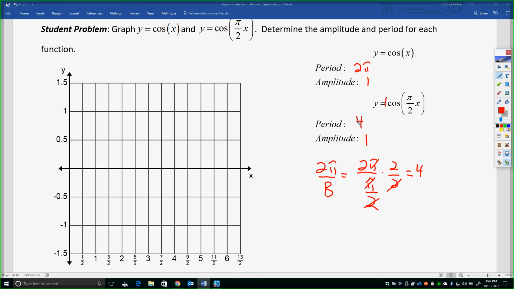So the cosine is going to go from 0 to 4. And of course, cosine starts at 1 and ends at 1. Halfway between, it'll be at negative 1. Halfway between that, it'll be at 0. And halfway between that, it'll be at 0. So there is one cycle of cosine if it's modified by a pi over 2 b value. And that is the end of part 2.